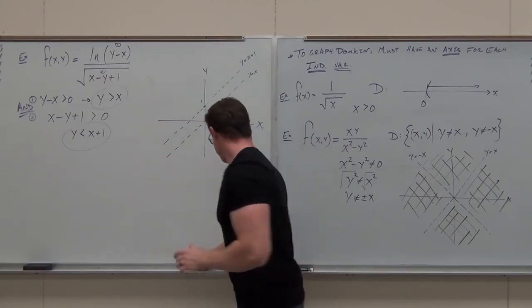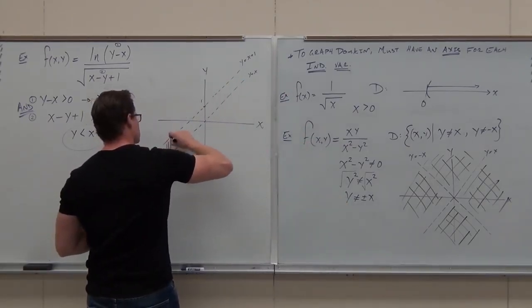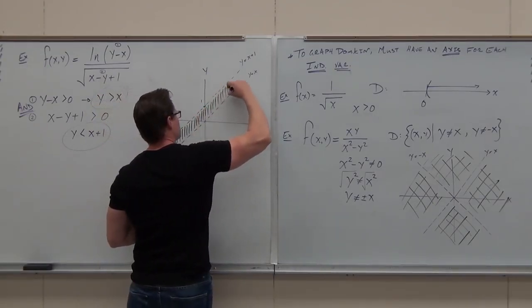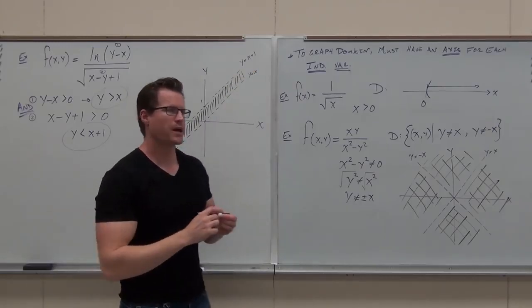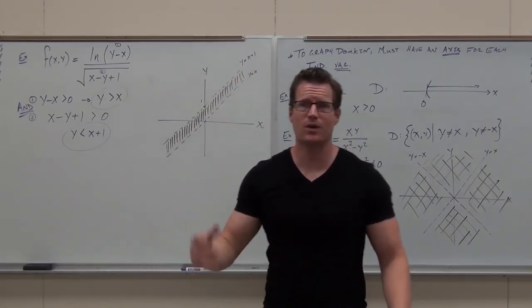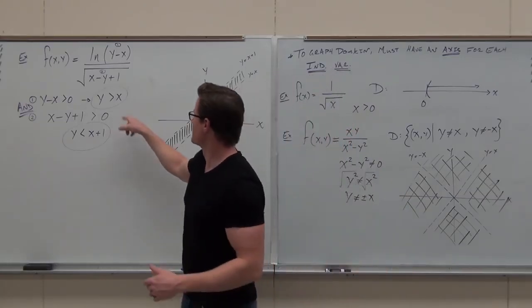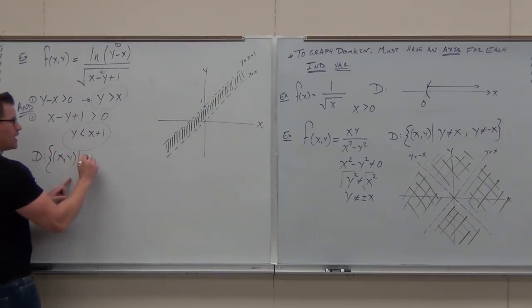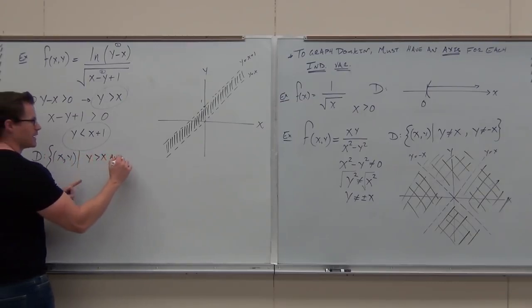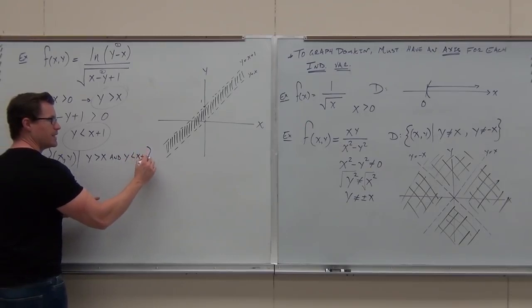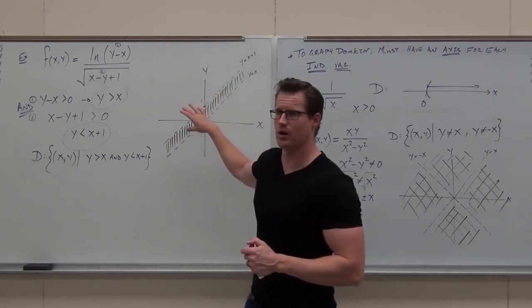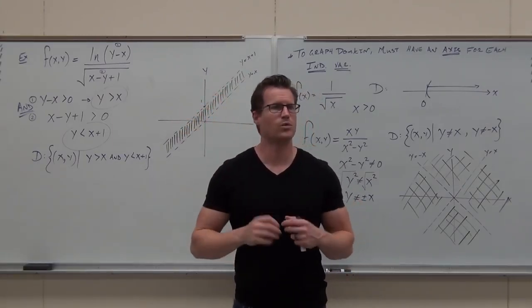That's all that's happening. So our domain is every ordered pair in that strip, in that segment. And that's the best way we can graph our domain right there. When we write our domain out, the domain is every ordered pair such that y is greater than x and y is less than x plus 1. That's great. That's technically the domain, but it doesn't give us a good picture of what's going on. This is a good picture of what's going on. It shows you literally every single point that we can use.